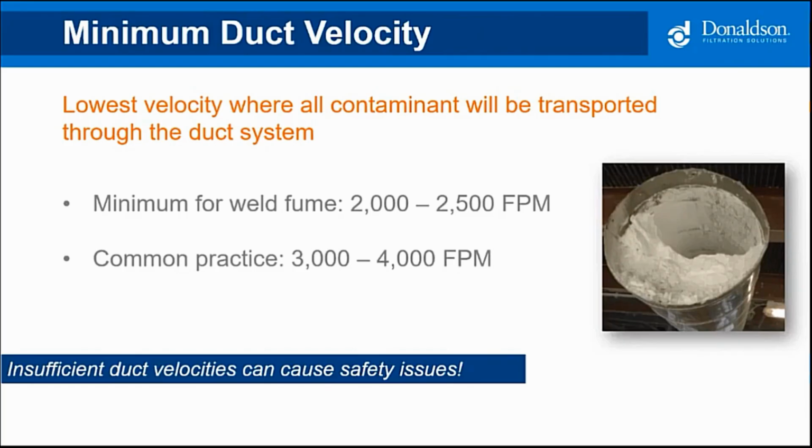So by designing in 3,000 to 4,000 feet per minute, we know we're going to capture the dust. We know we're going to convey it properly. If the DP does go up, it's going to still stay well above that 2,000 to 2,500 feet per minute. So insufficient duct velocities can cause safety issues as well.